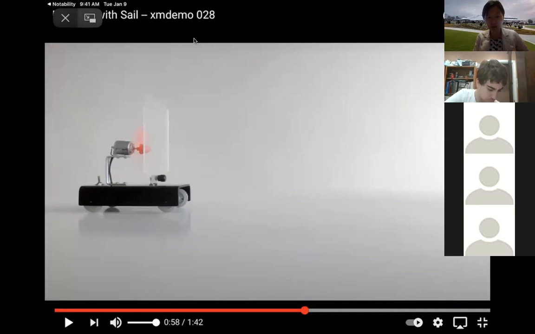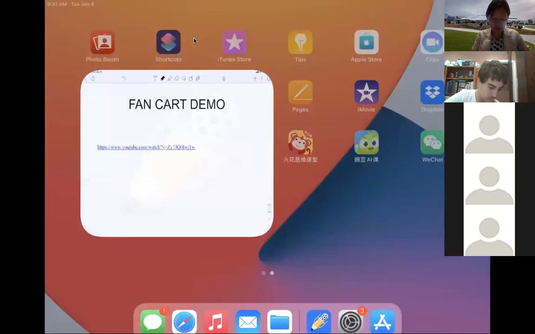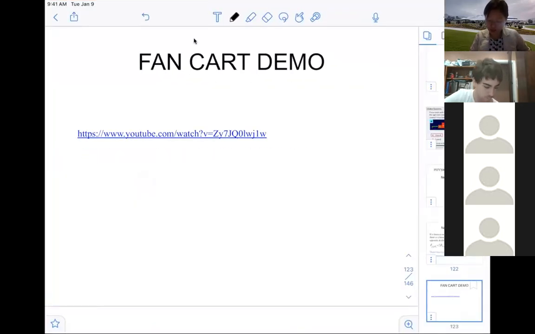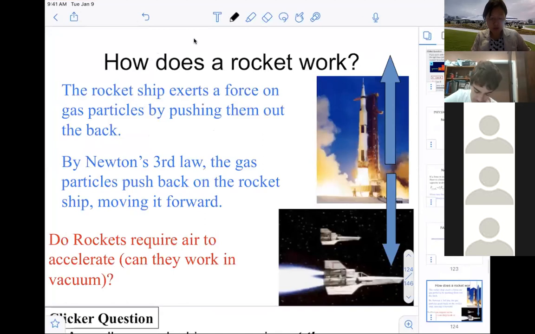There's a little more to the demo, but I'll save that for you to view yourself later. So let's go back to our discussion. I was going to say that this is similar to how a rocket works by Newton's third law. The gas molecules that are pushed downward by the rocket will exert a force equal in magnitude but opposite in direction, as you can see, pushing the rocket upward. So a natural question is, do rockets require air to accelerate? Could they work in vacuum?